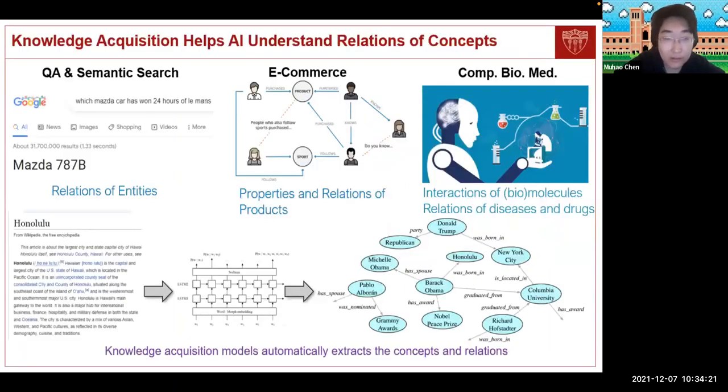Next slide, please. So I'm going to have some quick slides talking about our works on the topic of knowledge acquisition from my group.